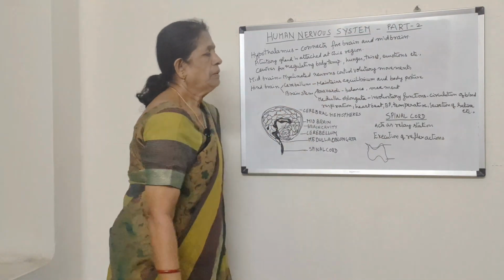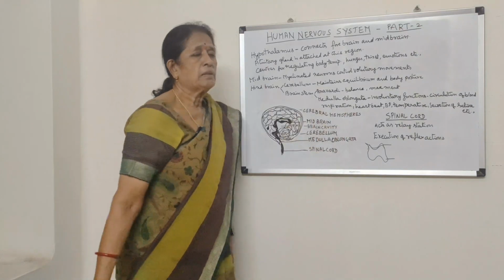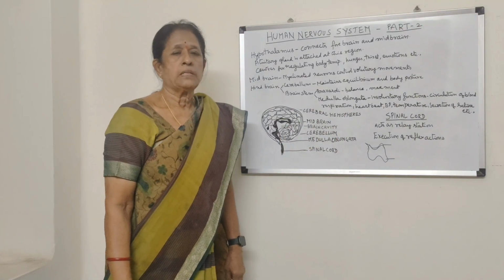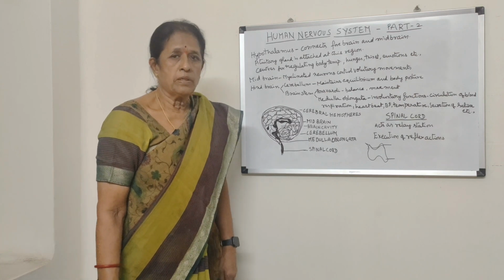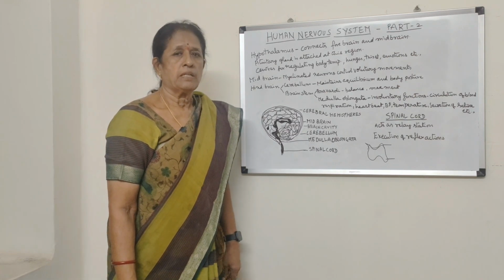These are all important parts of the brain, and in the next class we shall see what reflex actions are, how reflex actions take place, and what the components of reflex actions are. Next class we will see.